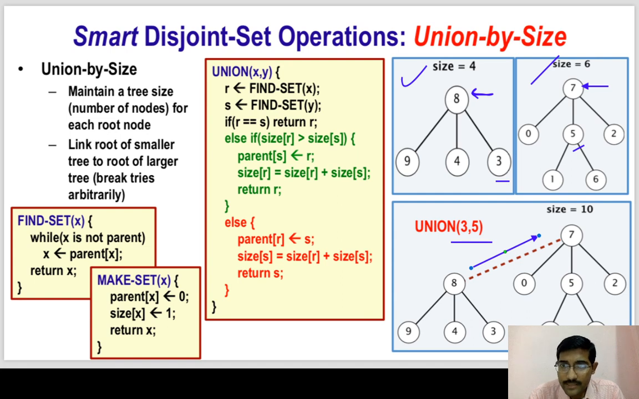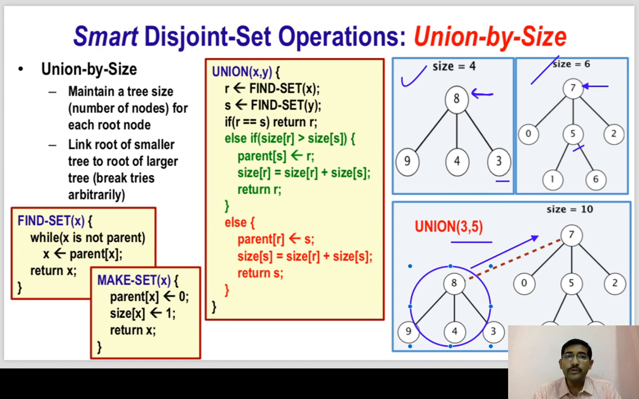So therefore, since this part has size 4, we will try to point it to the higher size set, with the intuition that this might reduce our find set operations. Because if we do it the other way around, then this set, since its size is more, its height would have been more than this set in average cases. So we might have more depth to visit for find operations.